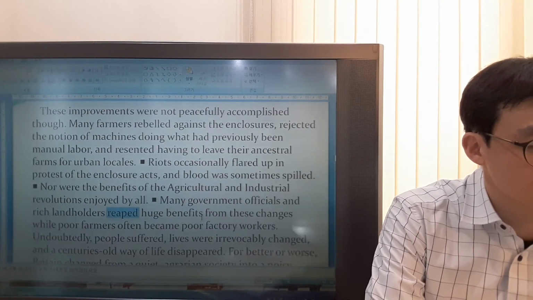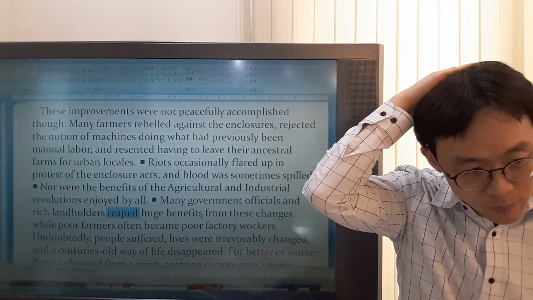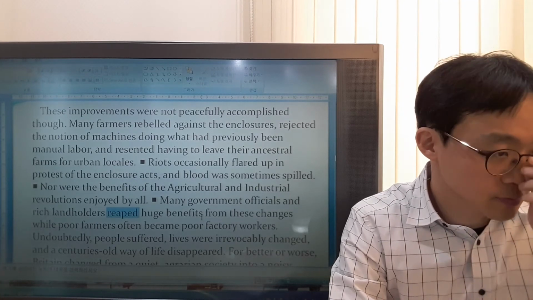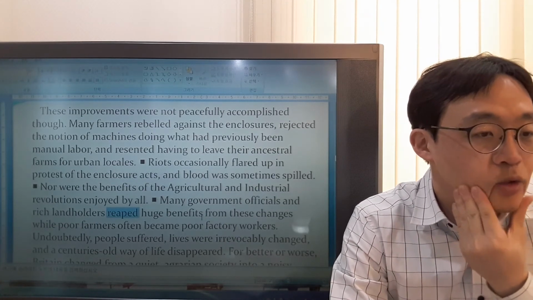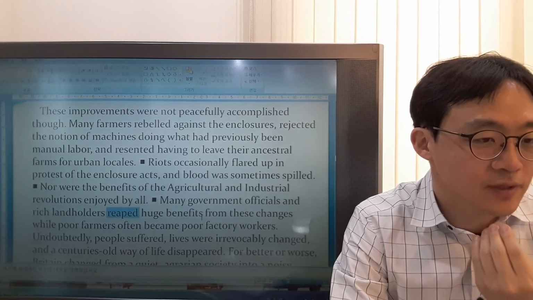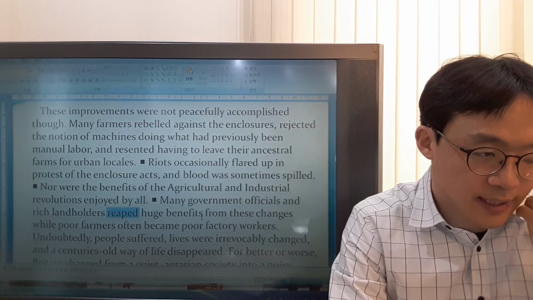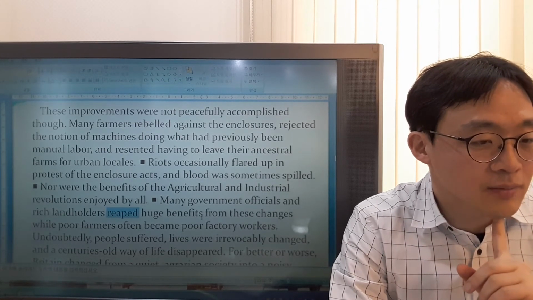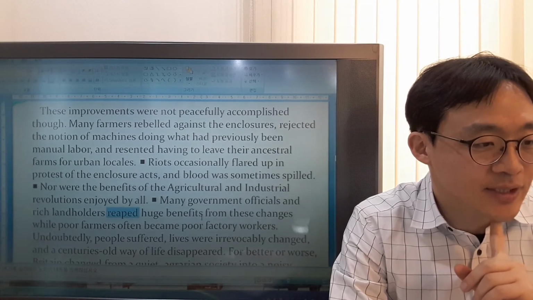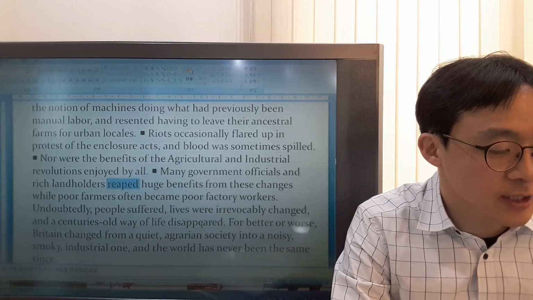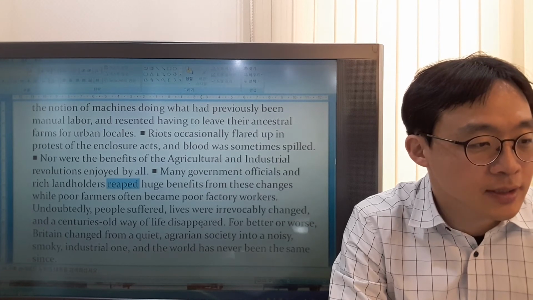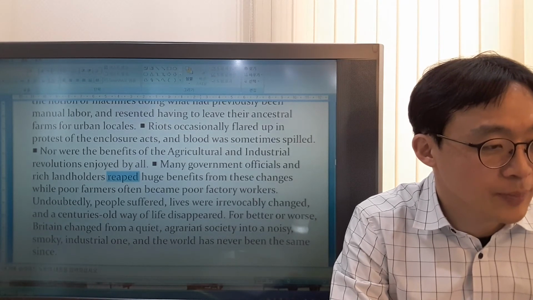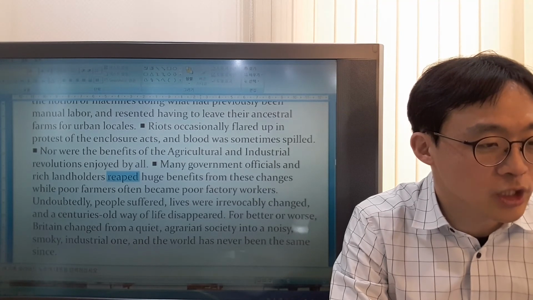So what is this part about? This part is about the improvements not being peacefully accomplished, all right? Many farmers rebelled against the enclosing of land, building fences, all right? And they denied the idea of machines doing what they had been doing before. And they were angry to leave their farms, which they had from their ancestors, to go to urban areas. And there were riots and blood was shed. The benefits of the agricultural and industrial revolutions were not enjoyed by all the people.